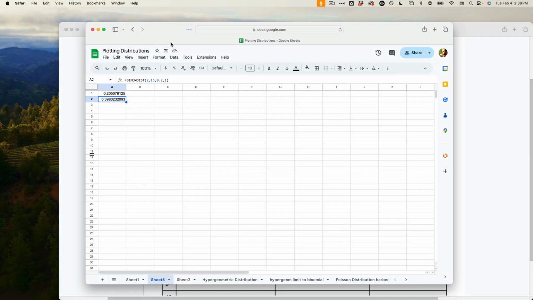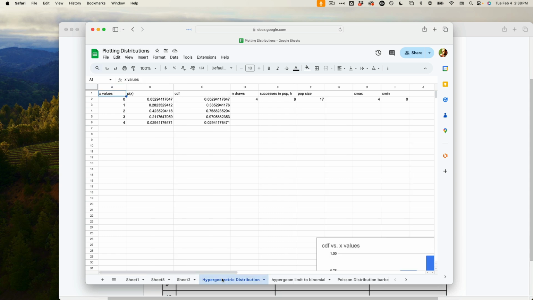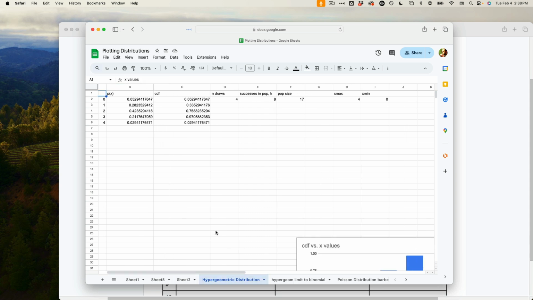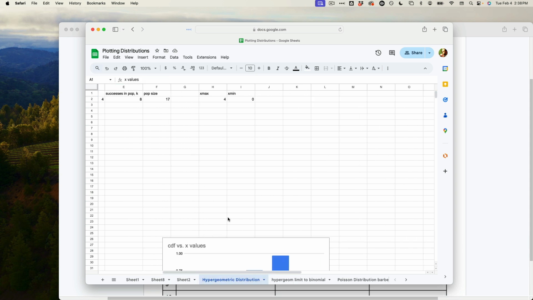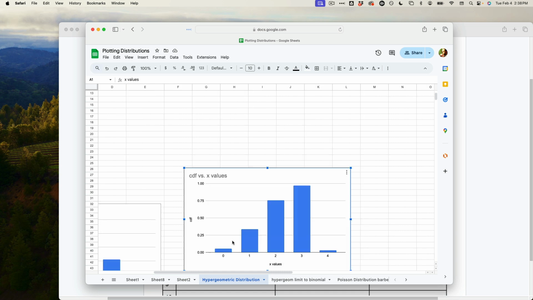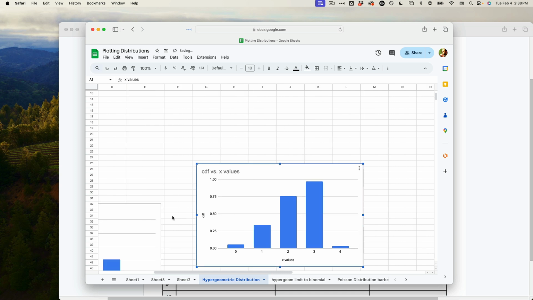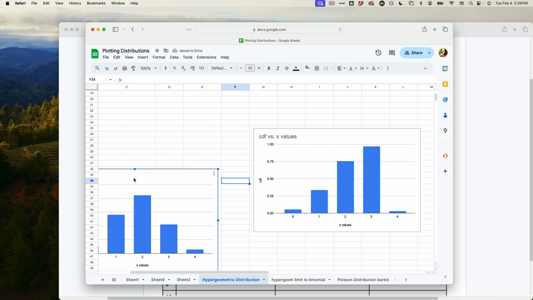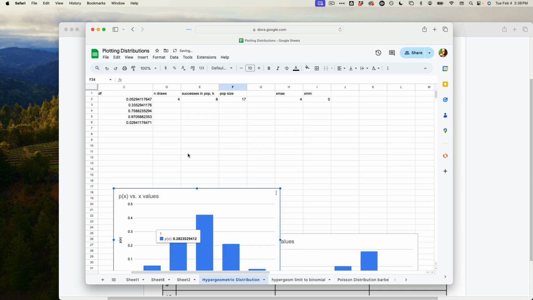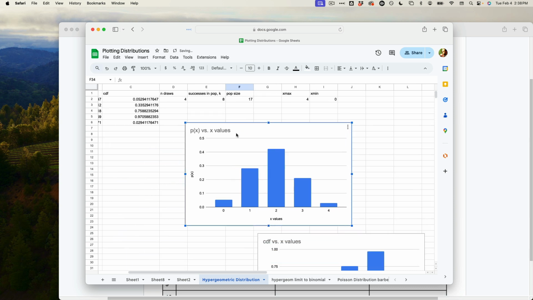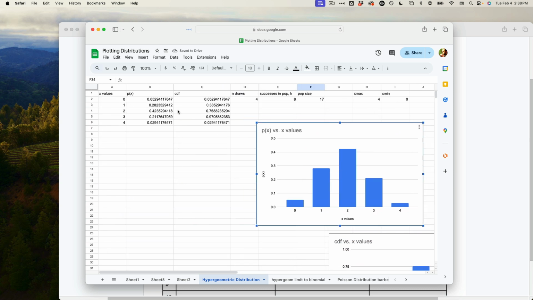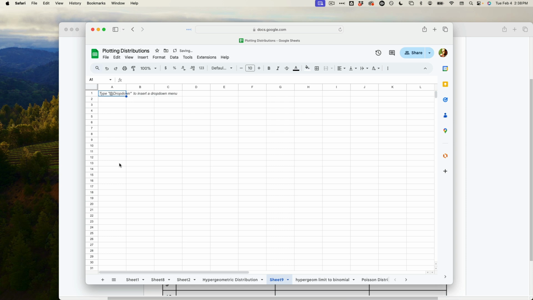Okay, so let me see what I got here. Oh, come on, Google Sheets. So let me see what I got here. Okay, what the heck? Let's just do a clean one.